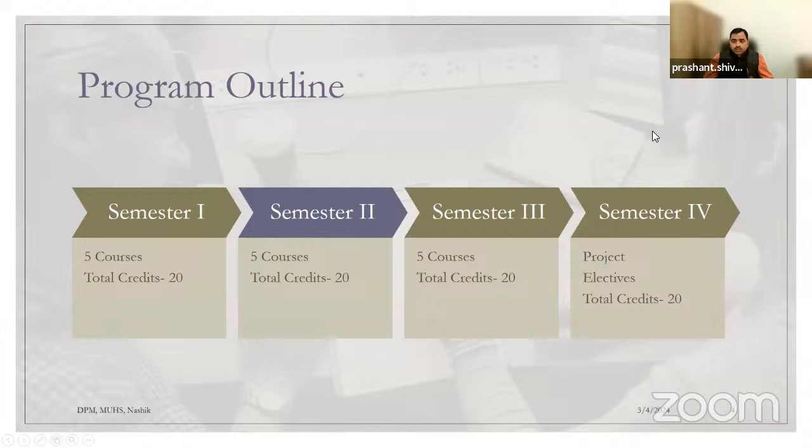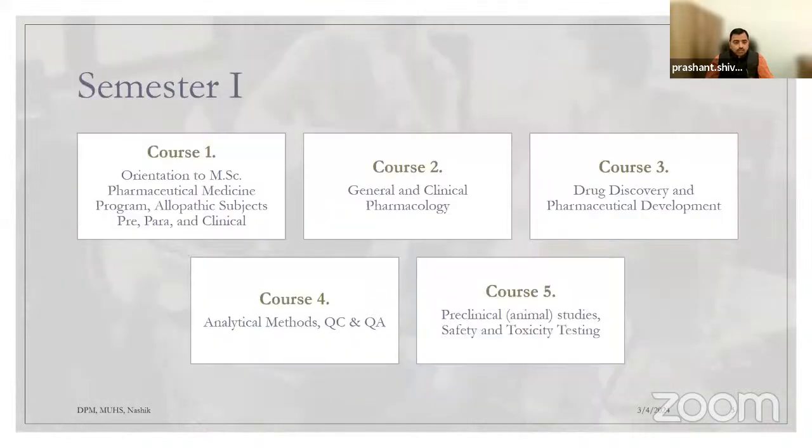If you can see over here, we have 4 semesters. This program comprises 4 semesters, where the first semester has 5 courses with total credits of 20. The second semester has 5 courses, again with total credits of 20. The third semester again has 5 courses with total credits of 20. And the last semester deals with the project and electives. So let's see what semester 1 has.